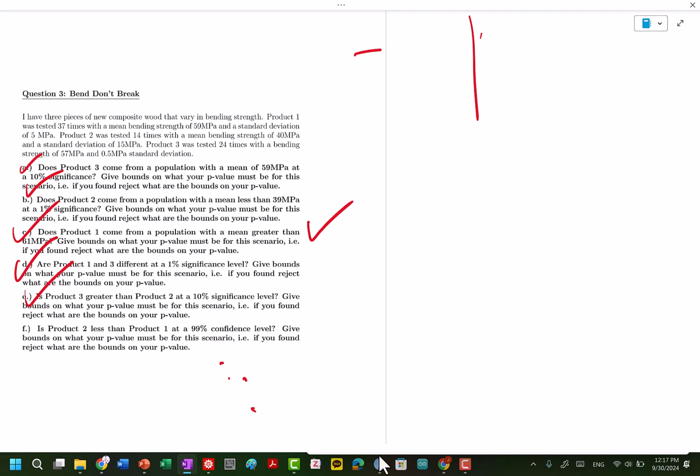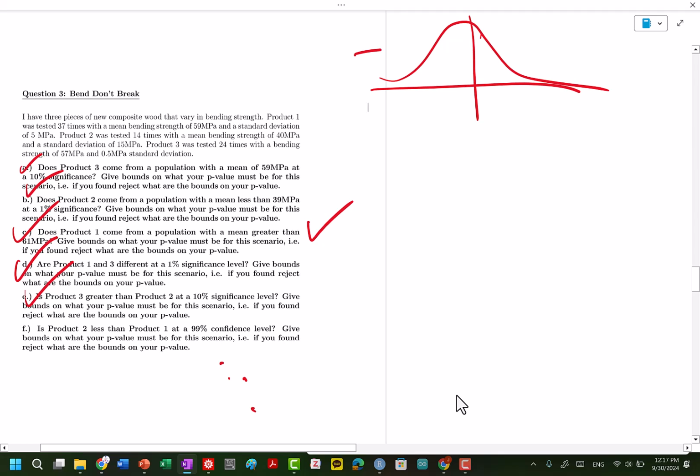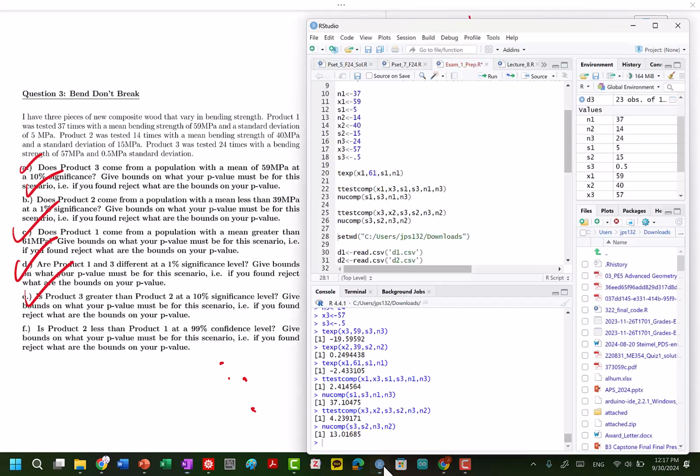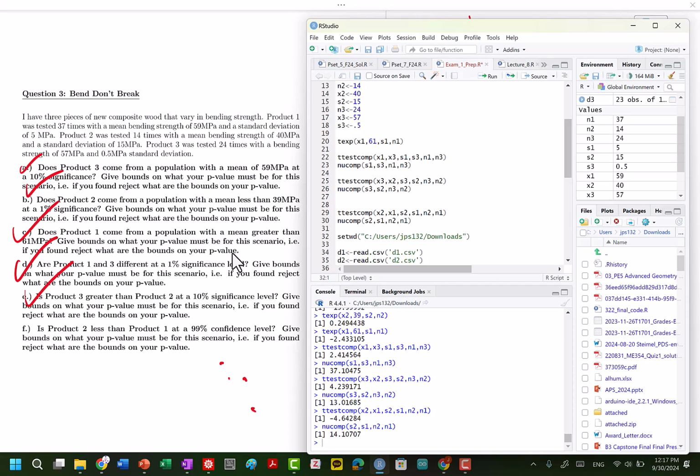And finally, we're doing a left-tailed test. Product 2 less than product 1 at a 99% confidence interval. So let's go ahead and plug in those values once again. Where's my R code? Let's go over here. Product 2 less than product 1. And then let's type the rest of these out: s2, s1, n2, n1. We'll copy all of these good values and put them in here. Bang, bang. So nu is 14.